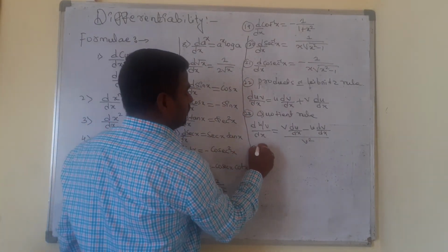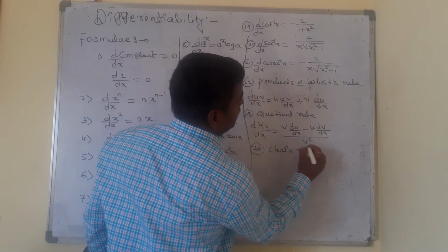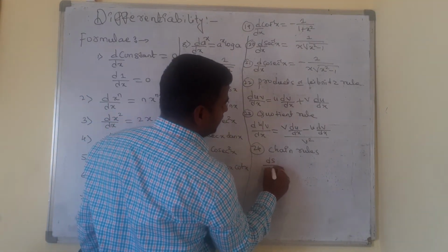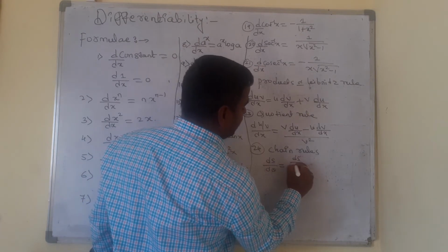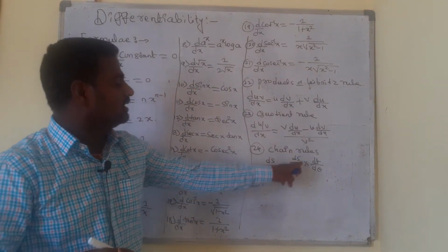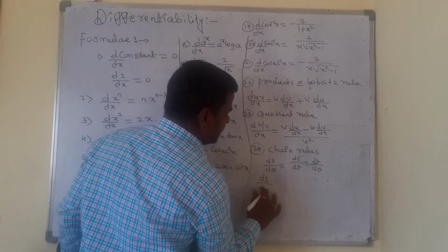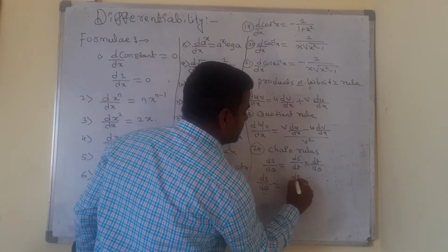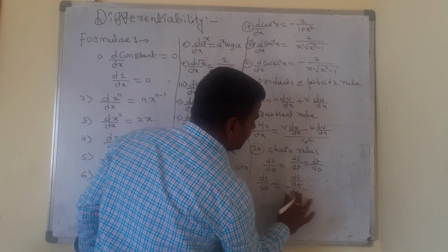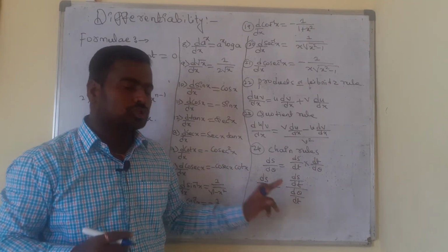Next one, most important, the chain rule. In the chain rule, two types are there: ds by d theta equals ds by dt into dt by d theta. The dt get cancelled, so the remaining terms stay the same. So we can express ds by d theta, and here d theta by dt. This is the product chain rule, this is the quotient chain rule.